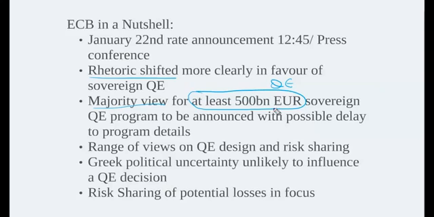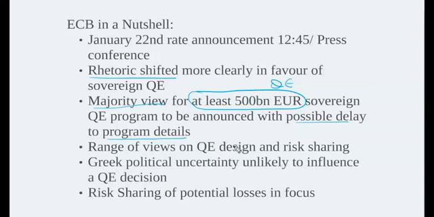So basically the thesis of this ECB is QE or not. We've come to the crunch point, and right now the ECB is having to make a decision whether they're going to embark on a quantitative easing program. From the rhetoric they've used, we're expecting that: sovereign bond QE, expected to be announced, and there could be a possible delay in the program details. We don't know the structure or how they're going to deliver this, but the majority are expecting it.